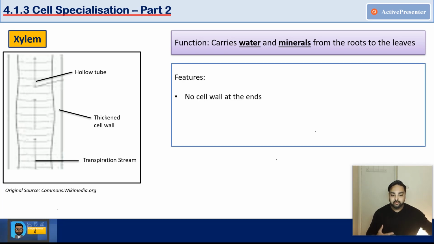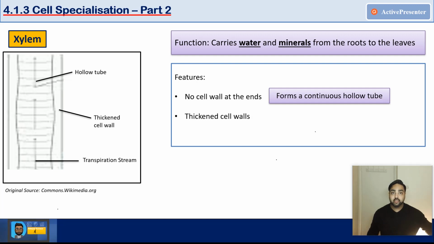So in terms of its features, it's got no cell walls at the end and it has thickened cell walls. So the cell walls on either side are slightly thickened, which means that it provides great support, which I'll talk about in a minute. In terms of no cell walls at the end, it forms a continuous hollow tube.